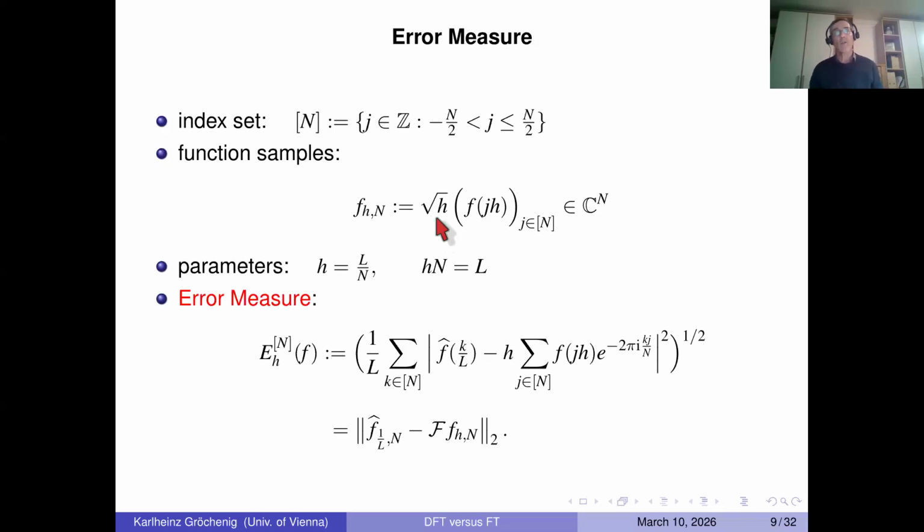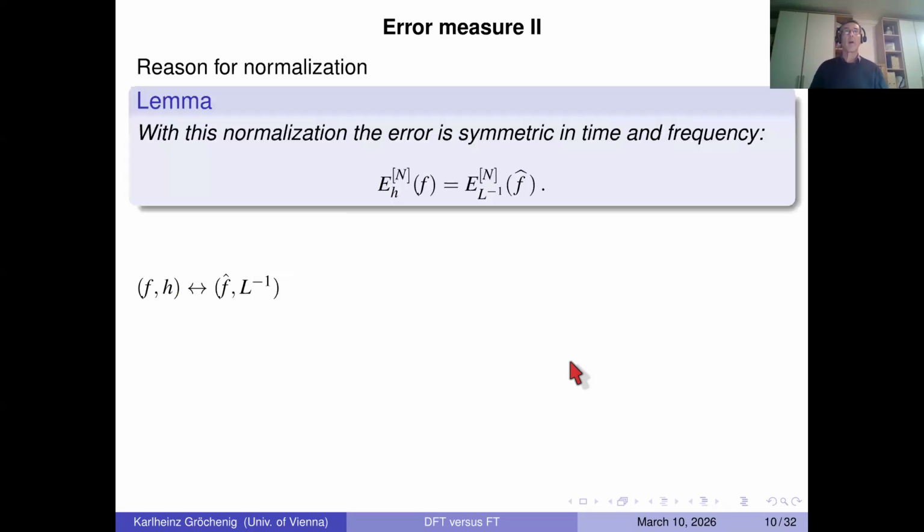The normalization is plausible when you think of discretizing the L2 norm. Squaring this, we would get an h. And so that's plausible. And secondly, this error measure here has a nice symmetry. So this is the main object. That's the error approximating the sampled version of the Fourier transform via the discrete Fourier transform of samples of f. And the normalization makes sense because then we have a perfect symmetry.